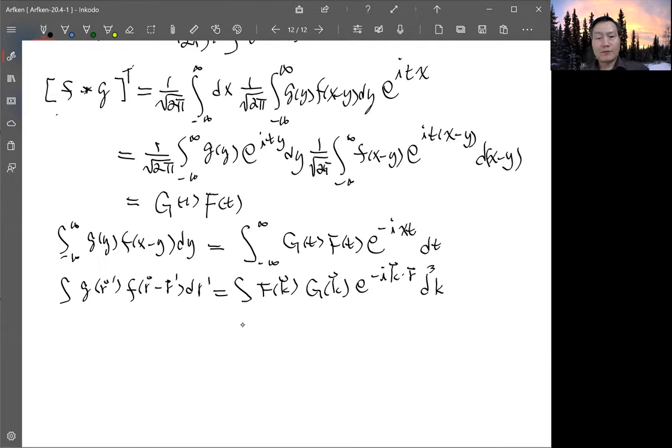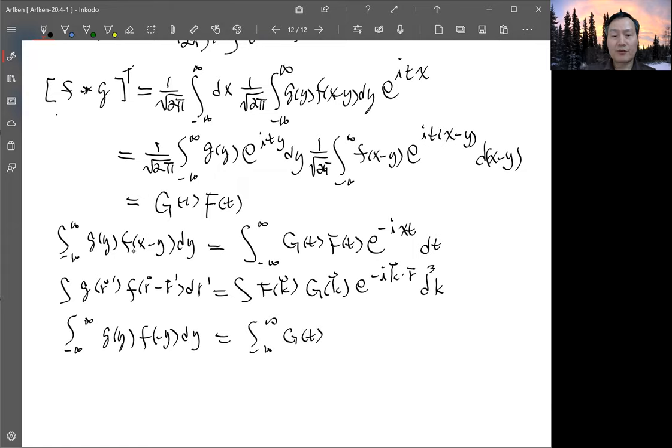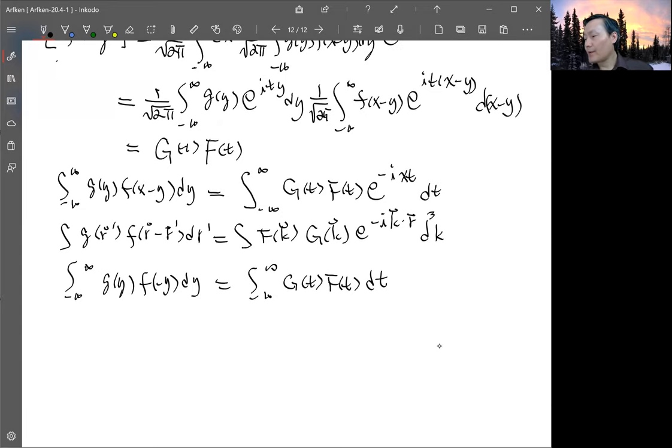now we'll derive the so-called Parseval relation or Parseval theorem, which is basically using this convolution theorem, but now we evaluate at x equals zero. So if we set x equals zero, then the integral of g(y) f(minus y) dy equals the integration of just the Fourier transforms. Okay, that is a direct consequence of the convolution theorem, right?